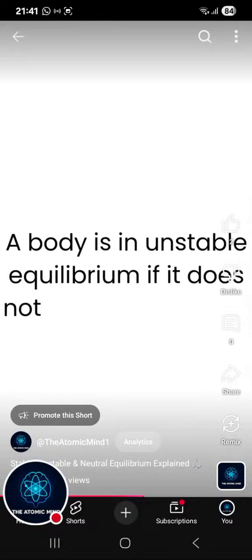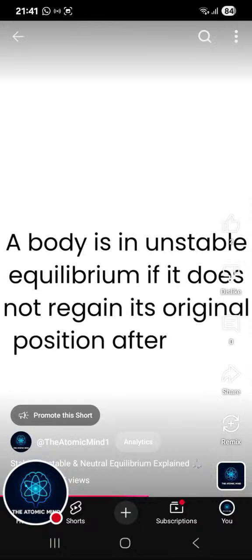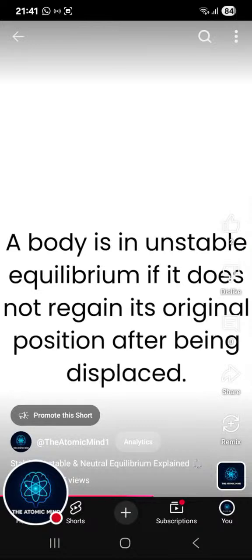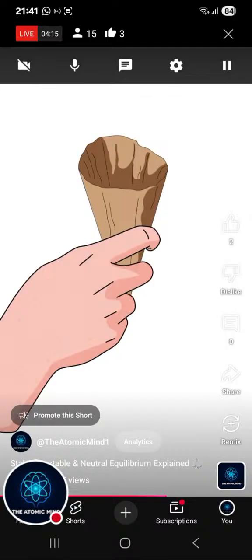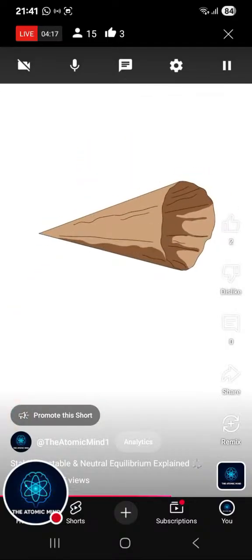Unstable equilibrium. A body is in unstable equilibrium if it does not regain its position after being displaced. For example, a paper cone. Take a paper cone and keep it in a vertical position on its vertex. It topples down on releasing.